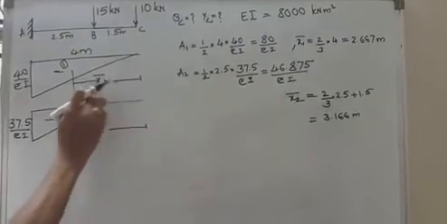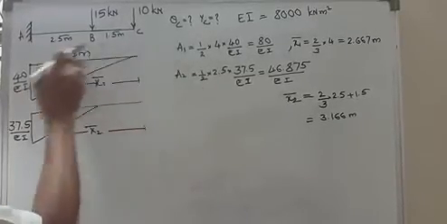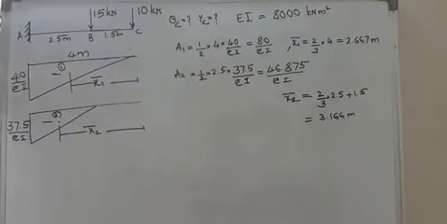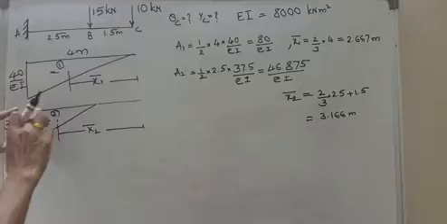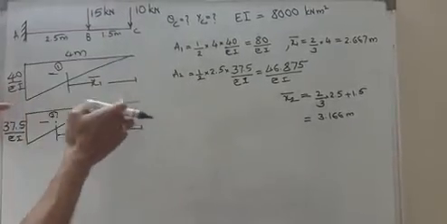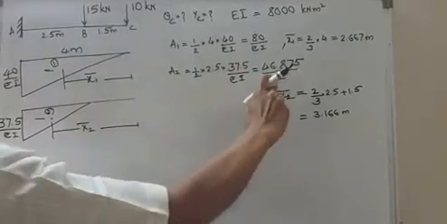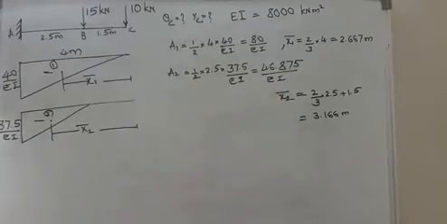Then what is the distance of CG of triangle? It is nothing but 2/3 from the 0 end. So 2/3 of 4, it will be 2.667 meter. Now let us consider this A2. What is the A2? Area of this diagram, that is 1 by 2. Base is here, it is 2.5, into height is 37.5. So if you simplify this, you are going to get 46.875 divided by EI.